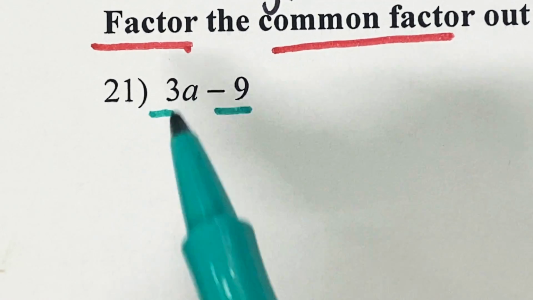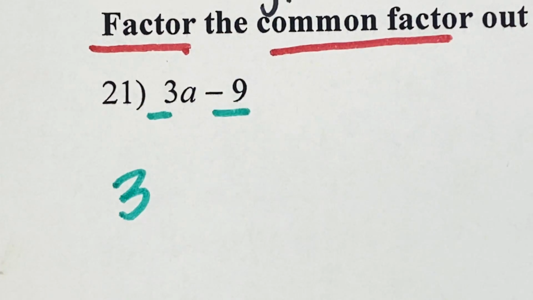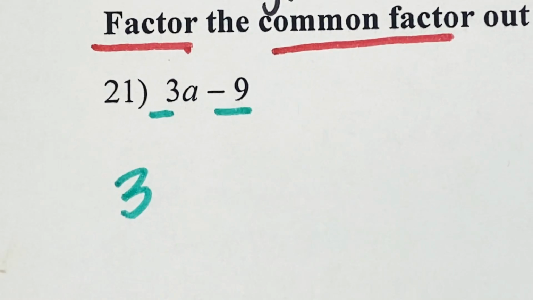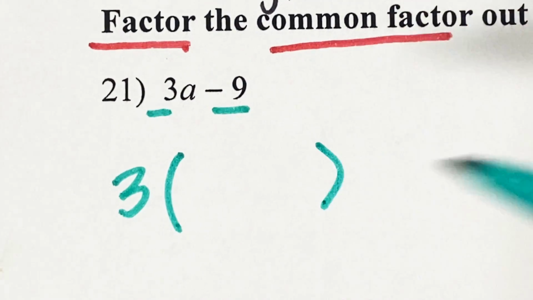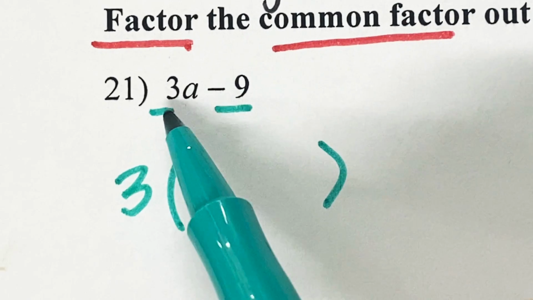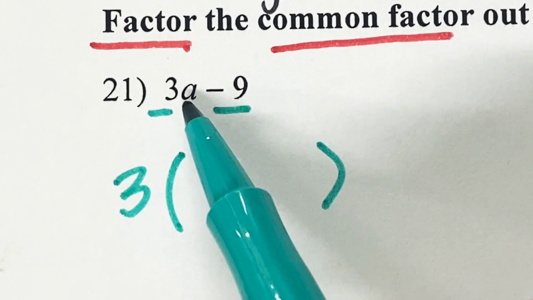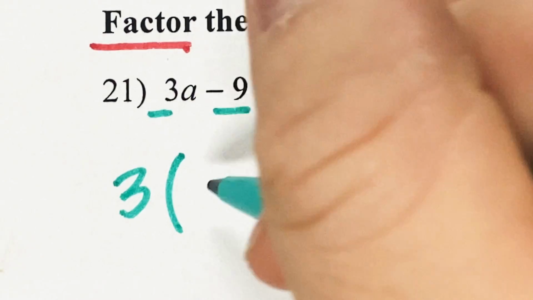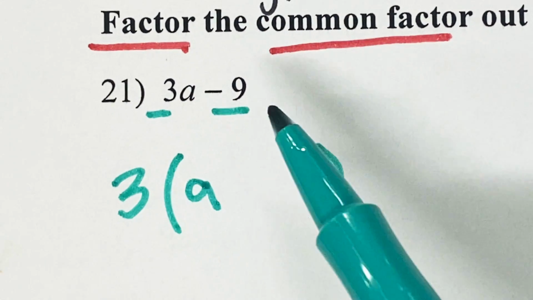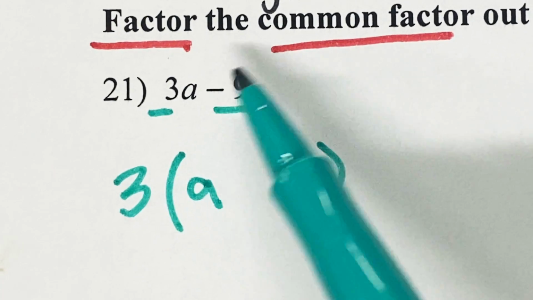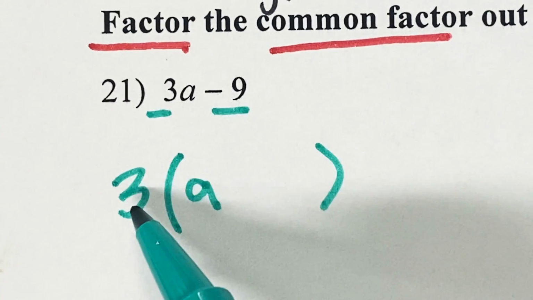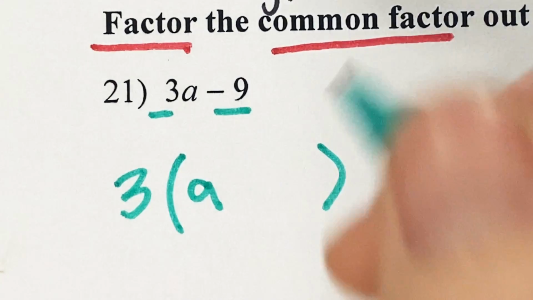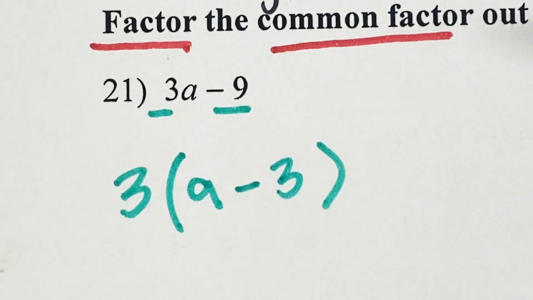Okay, I know that 3 goes into 3 and 3 goes into 9. So 3 is the greatest common factor. So we're just going to take it out. That's what factoring is. We're going to take that out, and then inside the parentheses, we're going to write down what's left. When we take out a 3 from this first term, what's the only thing that's left? It's just that A, right? What about this negative 9? What is negative 9 divided by 3? It's going to give me a negative 3.